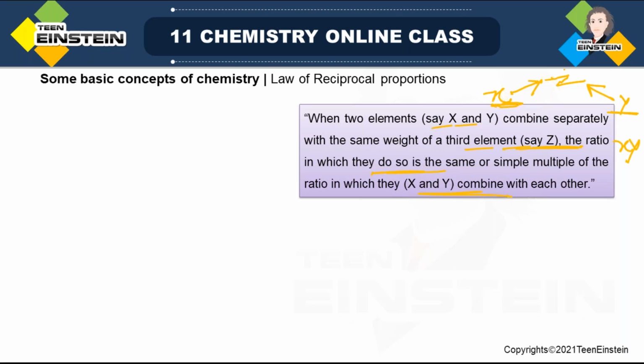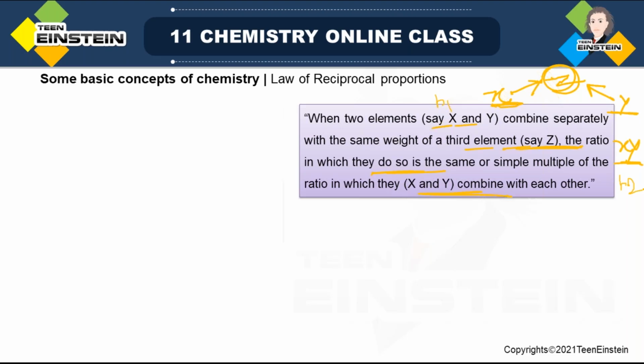Okay. Now the mass of Z is fixed. X is reacting with Z, there will be some mass. Then Y is reacting with Z, there will be some mass. So between those two masses, there will be some ratio. So suppose this is ratio number 1. I am writing R1. Now when X and Y are reacting with each other, forget about Z. Now Z is not in the picture. Now X and Y reacting with each other, and now the ratio is suppose R2. So these two ratios will be either same or a simple multiple of the ratio.